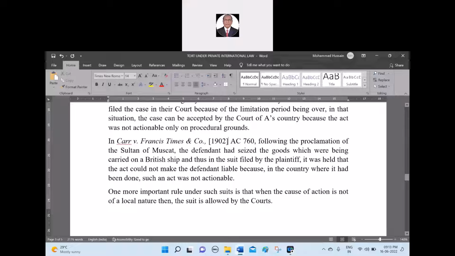Following the proclamation of the Sultan of Muscat, it is the case law of the Sultan of Muscat, the defendant seized the goods which were being carried on a British ship, and in the suit filed by the plaintiff, it was held that the act could not make the defendant liable because in the country where it had been done, such an act was not actionable. See, the British ship is carrying the goods, and the Sultan of Muscat gave the order to seize the ship, and the person seized the ship. But the seizing of the ship was committed through the order of the Sultan, and it is not actionable, and hence the plaintiff will not get anything. The case will not be filed because it is not actionable in that country. At that instance, no court will entertain such a case.